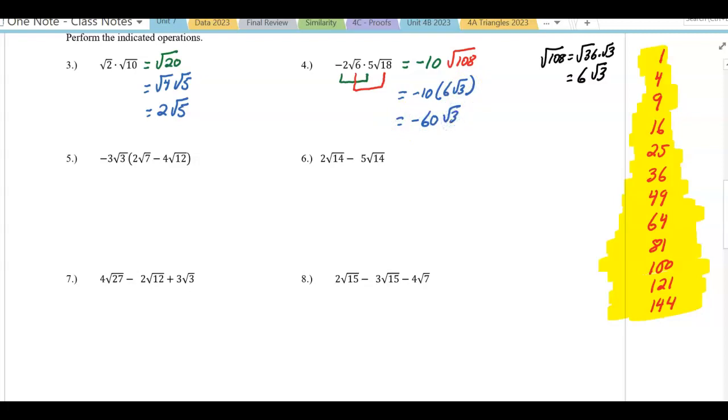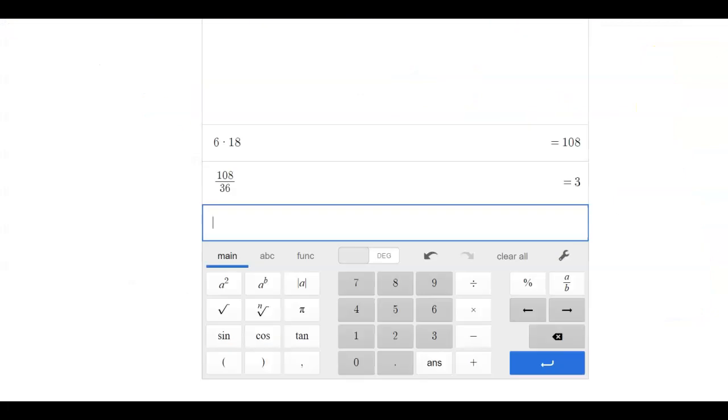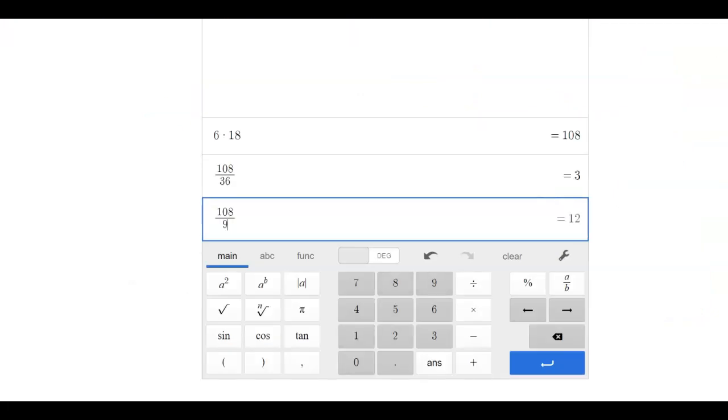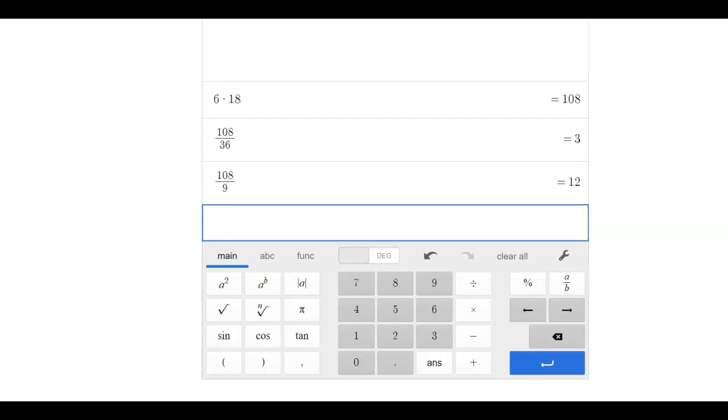So then this becomes negative 10 times 6 square root of 3, which is negative 60 square root of 3. Now some of you may not have seen that 36 goes into 108. It's possible that you only saw a smaller perfect square. So if I look at my calculator and you didn't find 36, maybe you only found a 9.